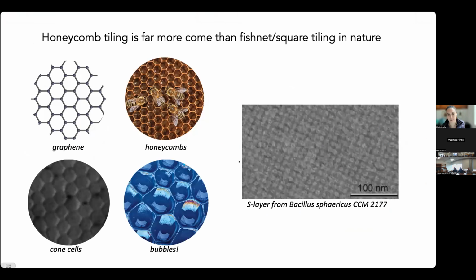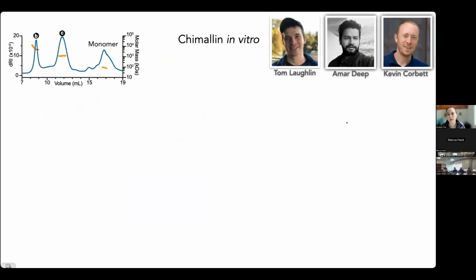Okay, so chimalin is weird because nature doesn't normally form tetramers. At every scale of nature, you typically see hexamers and sometimes an occasional pentamer to close the surface. The only place where we could find tetramers was an S layer from Bacillus, but this is embedded in membranes, so you can patch the hole. So we wanted to know how this thing assembles. We contacted my very dear friend, Kevin Corbett, to see if he wanted to do X-ray crystallography. And his very talented postdoc, Amar, tried to do that. And they have very nice SEC-MALS data, but it didn't crystallize.